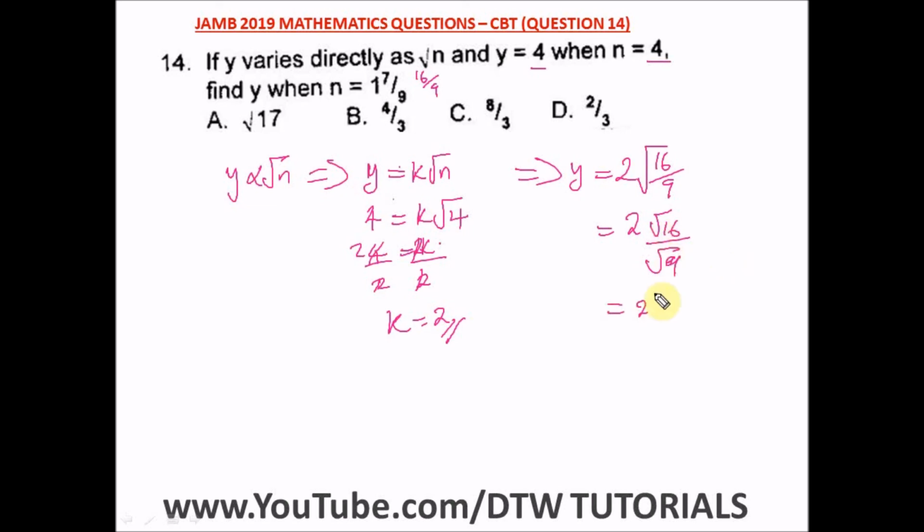So we have 2 times the square root of 16, which is 4, over the square root of 9, which is 3. So what are we left with? 2 times 4 is 8, so we have 8 over 3. So y is 8 over 3, and our right option here is option C.